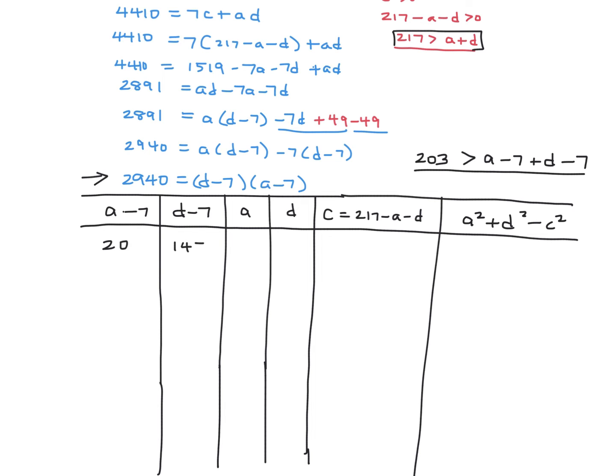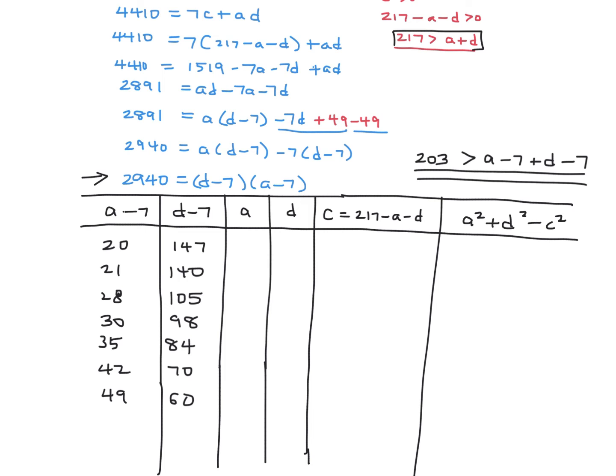20 and 147, 21 and 140, 28 and 105, 30 and 98, 35 and 84, 42 and 70, and 49 and 60. So all these satisfy that little rule there. Okay, finding A is fairly straightforward.